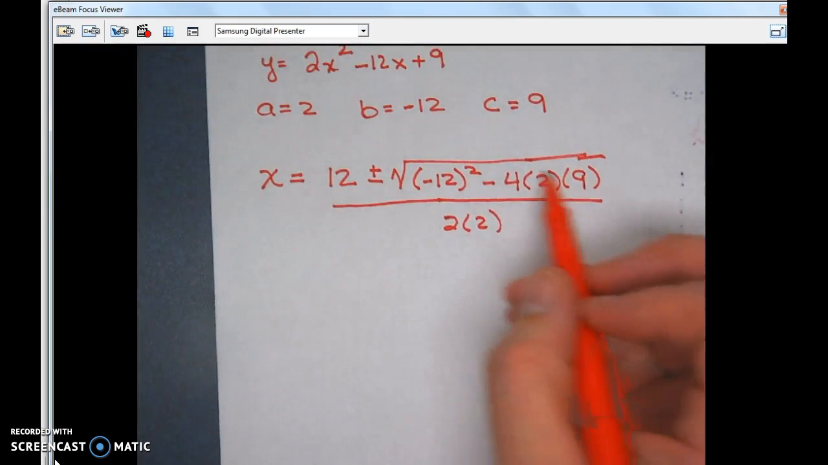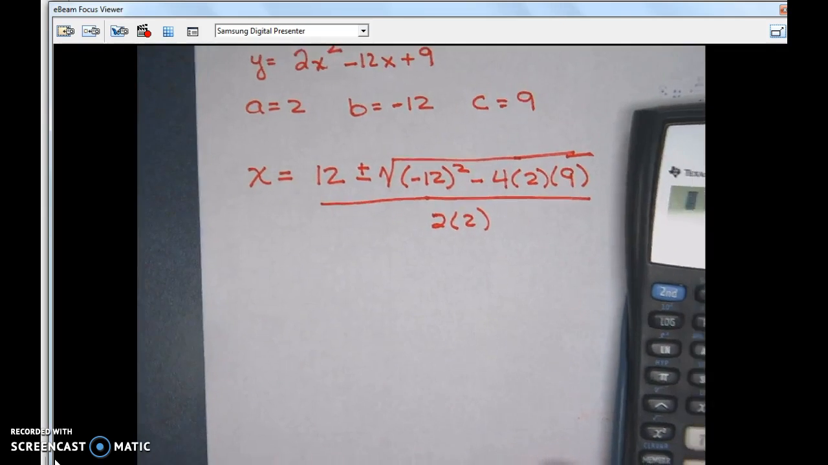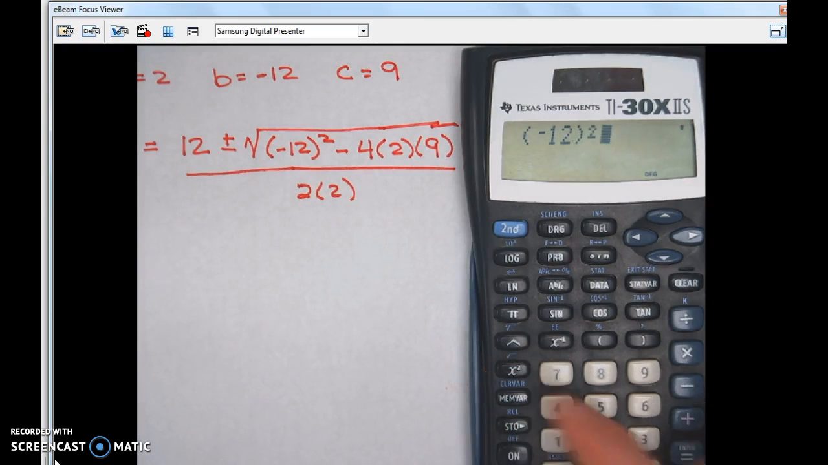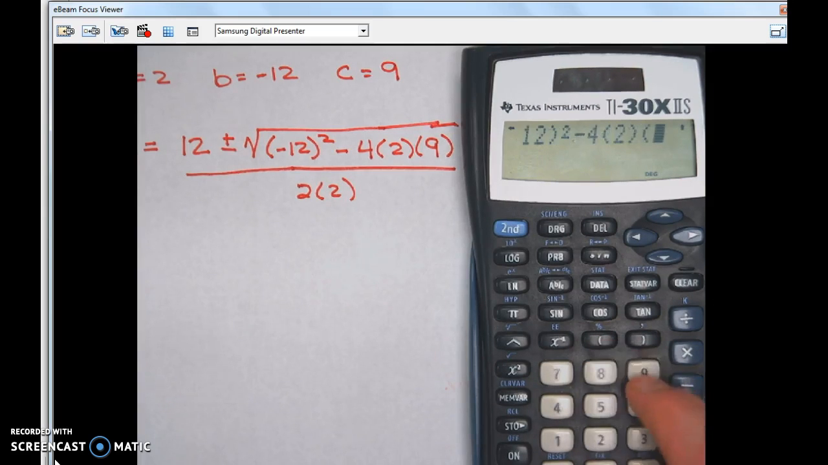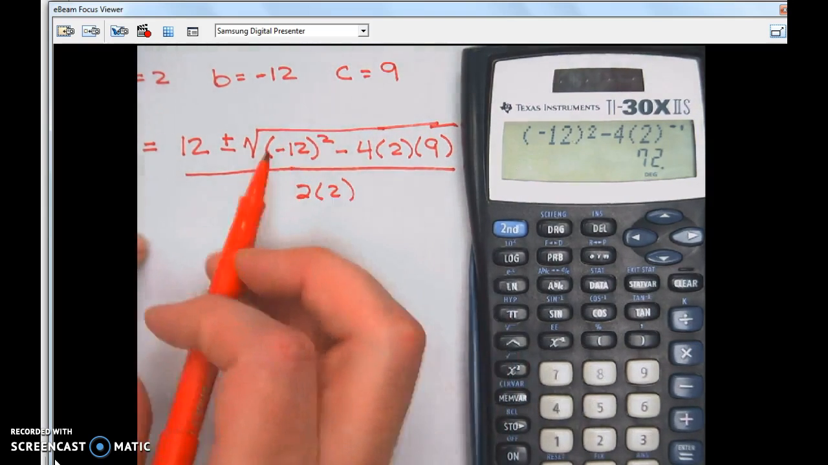Now remember, you only do this inside part on your calculator. So when you grab your calc, you don't do the square root, you just do the inside part. Negative 12 squared minus 4 times 2 times 9. Hit enter. That gives you 72. That's what goes inside the square root.